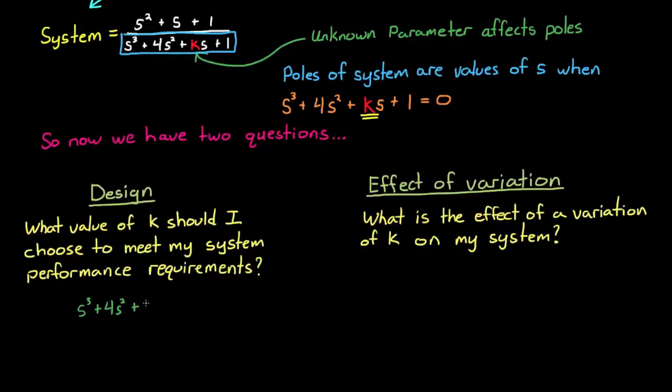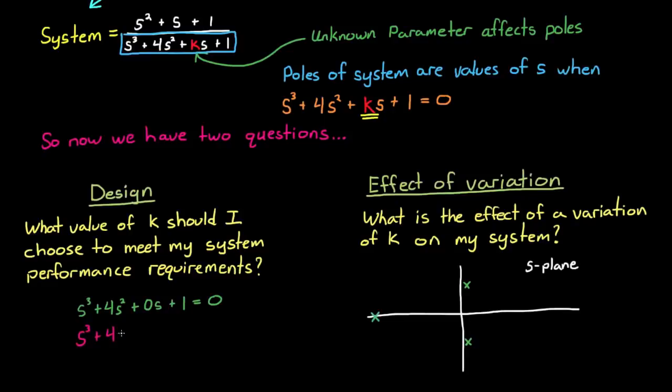I mean, if you didn't know any better, you could just pick a random value of k, say k equals 0, and then plot the poles in the S-plane. Since this is a third-order system, you'd expect 3 roots of this polynomial, or 3 different poles for this system. And when k equals 0, those poles are here.